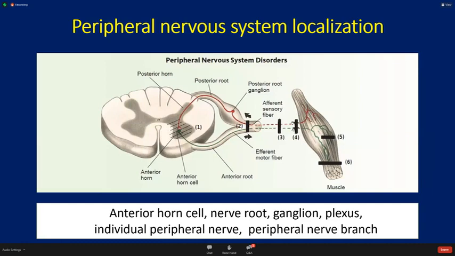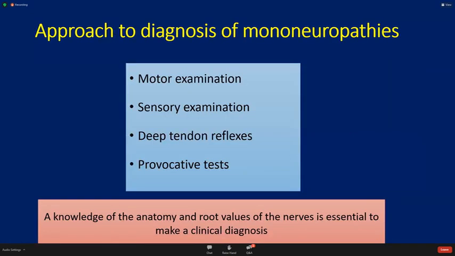Now, when the presentation is asymmetrical, there are a lot of possible localizations. It can be either an anterior horn cell involvement, a root involvement, or parts of it, just the ventral root or the dorsal root. It can be the sensory ganglia, the plexus, individual peripheral nerve, or the peripheral nerve branch. Now that we have heard in detail about the nerve roots and plexus, we will now focus on how to diagnose if it is an individual peripheral nerve or a branch involvement. Now, if you need a single thing to make a diagnosis, it is a knowledge of the anatomy as well as the root values of the more important nerves of the upper limbs and lower limbs.